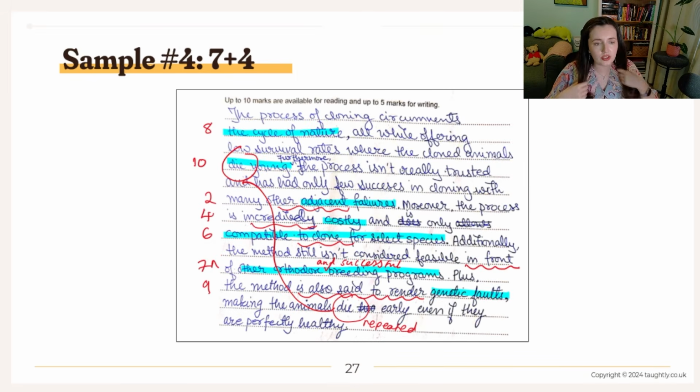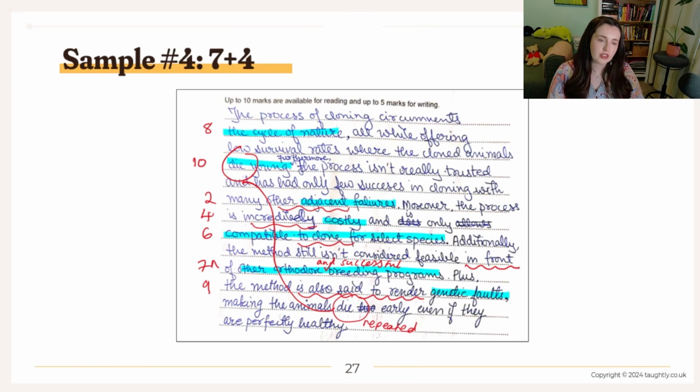Finally, here's another sample that scored the same. So it also scored 7 out of 10 for reading and 4 out of 5 for writing. The process of cloning circumvents the cycle of nature, all while offering low survival rates, where the cloned animals die young. Furthermore, the process isn't really trusted and has only had a few successes in cloning, with many other adjacent failures. Moreover, the process is incredibly costly and only compatible to clone for select species. Additionally, the method still isn't considered feasible in front of other orthodox breeding programs. Plus, the method is also said to render genetic faults, making the animals die early even if they are perfectly healthy.